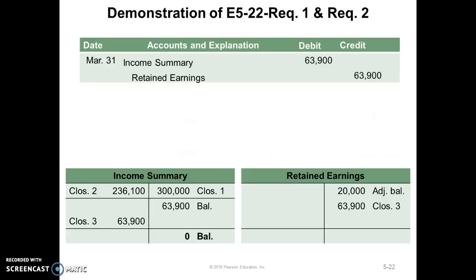So now we actually have to close out the income summary. We want that income summary balance to be zero, and we close out that income summary balance to retained earnings. So our retained earnings is going to increase by that 63,900. You can see on the T account that the income summary is zero because we've now closed it out, and you can see that credit of 63,900. So we had a beginning retained earnings of 20,000, and then we're going to add 63,900 for the net income for this period.